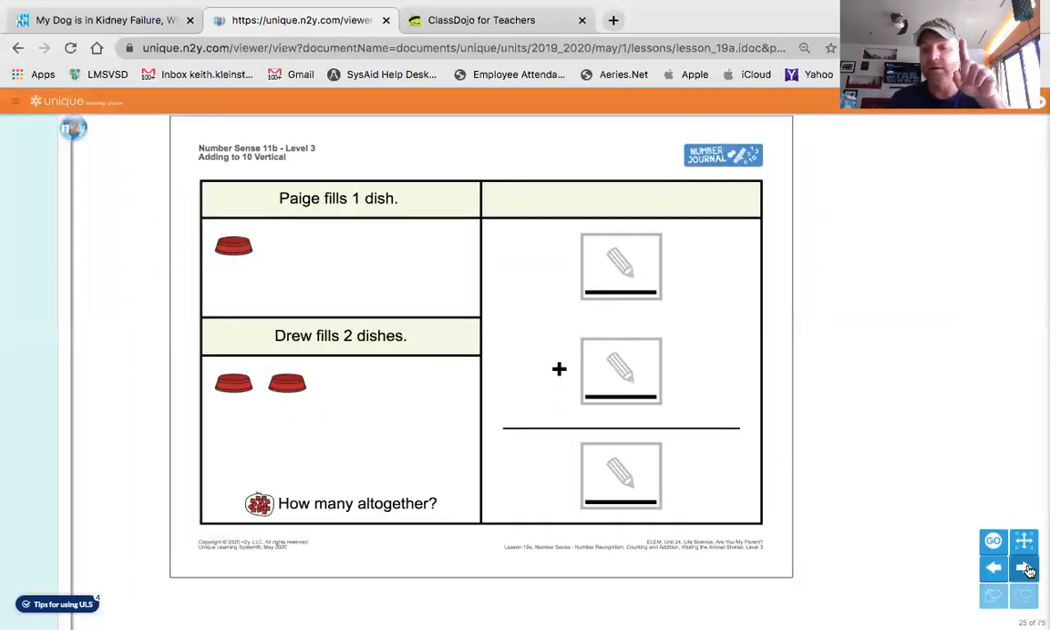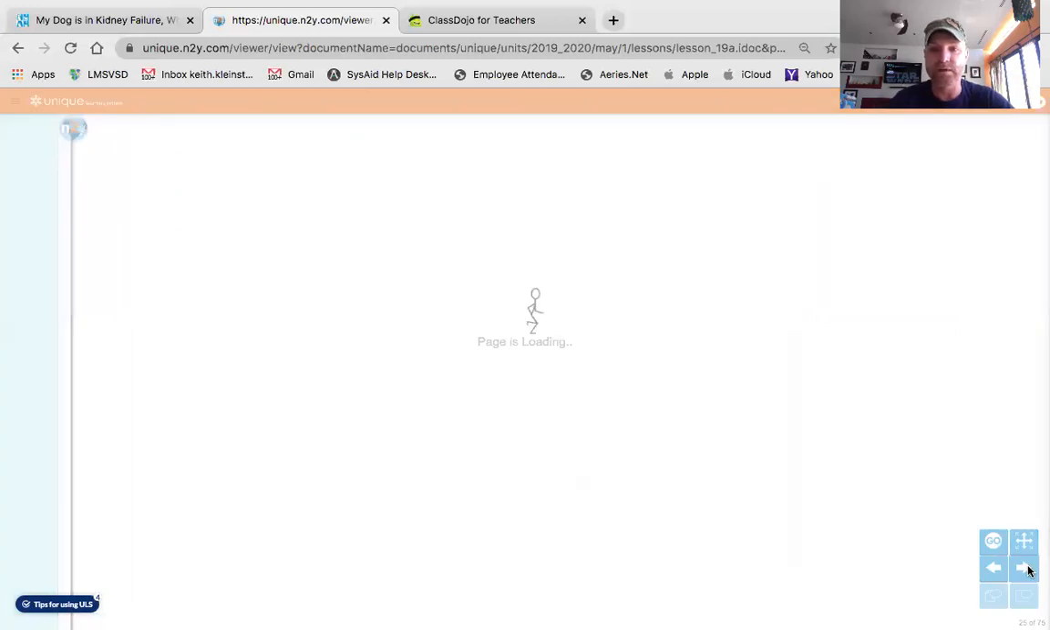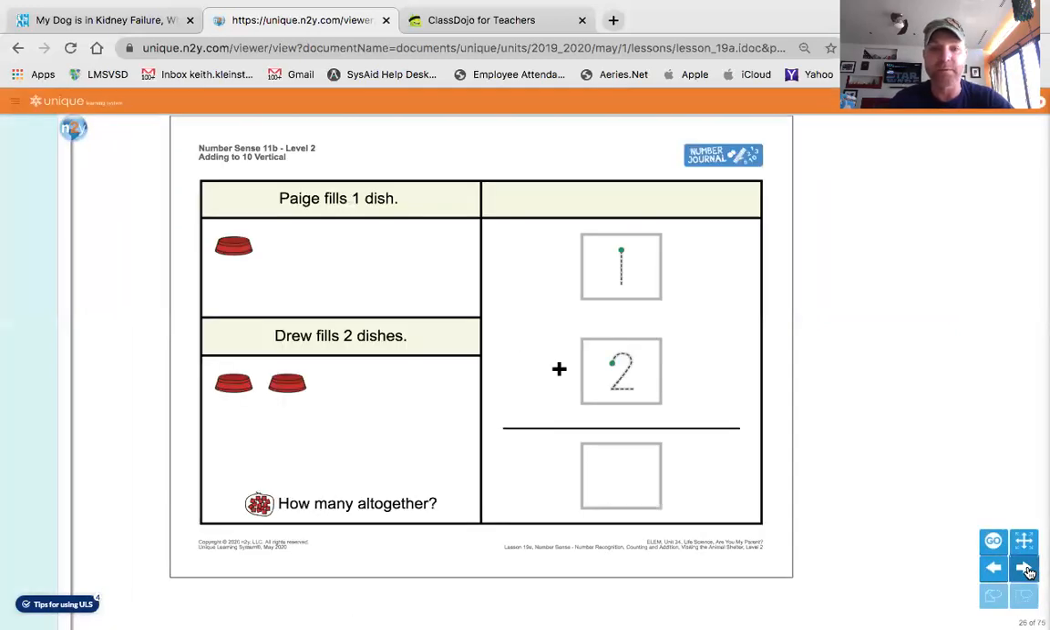Again, have your child point to these on their screen, whatever, if it's a tablet or a laptop. This is where they could trace. If we had our interactive smart board, they'd actually come up with the stylus and be able to trace this.